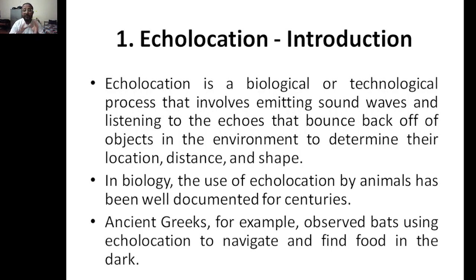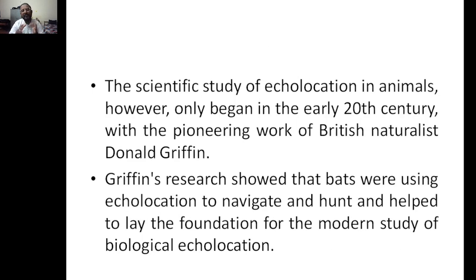In biology, the use of echolocation by animals has been well documented for centuries. In ancient Greece, for example, we observed bats using echolocation to navigate and to find food in the dark. Now, the scientific study of echolocation in animals only began in the early 20th century, with the pioneering British naturalist Donald Griffin. Griffin's research showed that bats were using echolocation to navigate as well as to hunt, and helped lay the foundation for the modern study of biological echolocation.